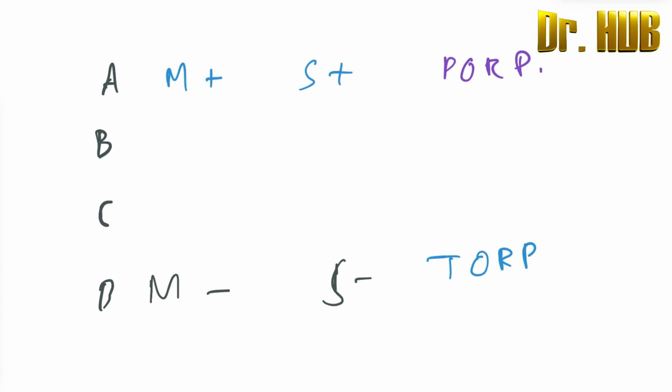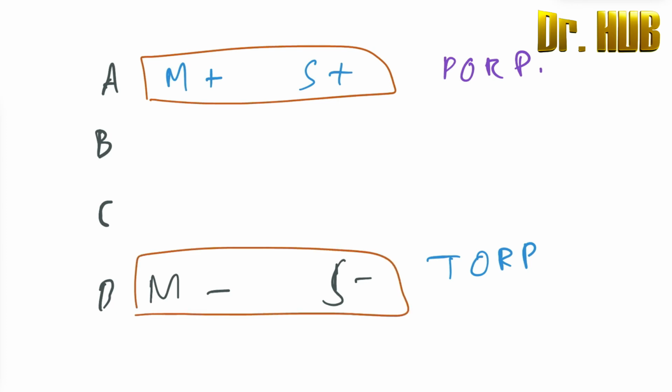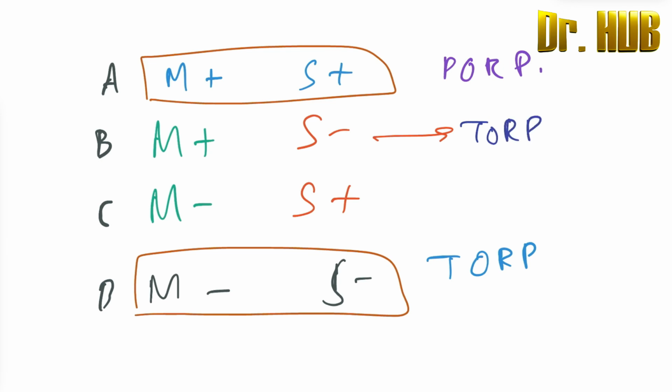Next we move on to B. Here both are positive, there both are negative. In terms of B, it is M plus. When you look at C, it is going to be M minus, just the opposite. So first is positive, then negative. S negative here, and S positive there. So this will be TORP. A was PORP, so reconstruction here is going to be TORP. And in terms of C, the reconstruction is going to be PORP.